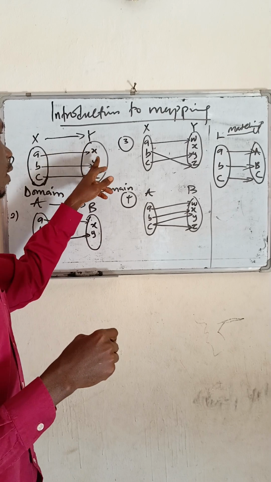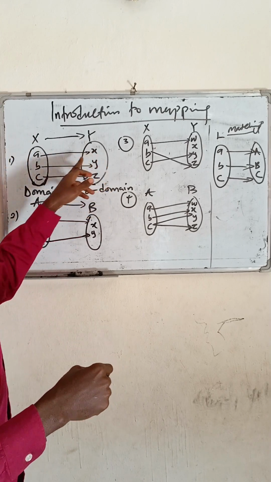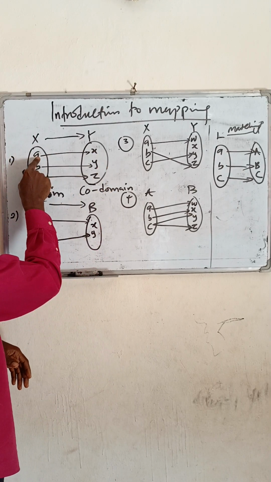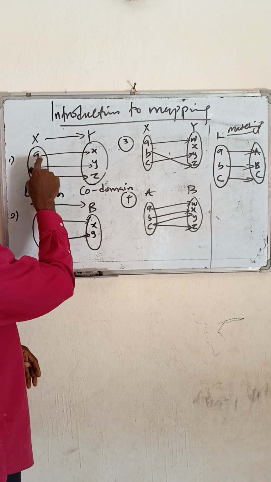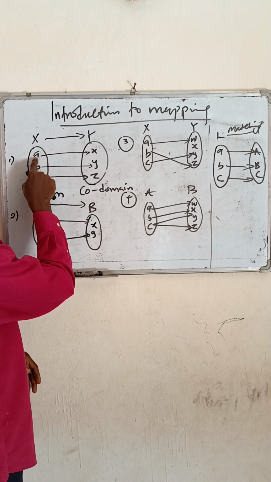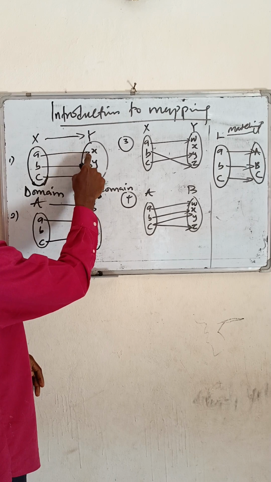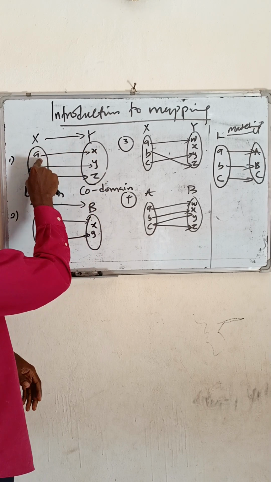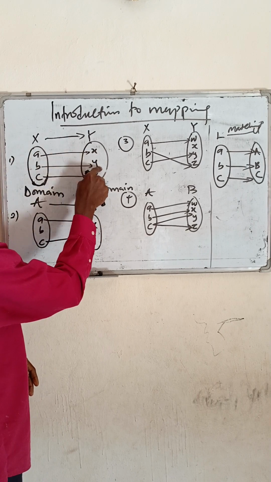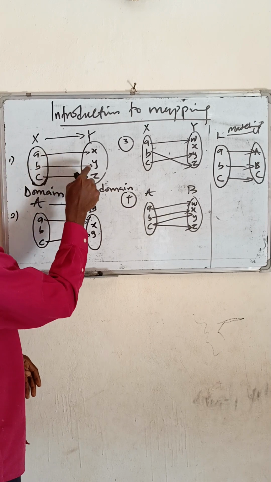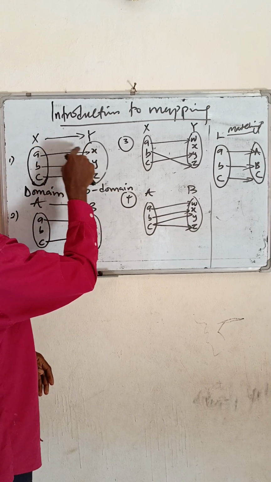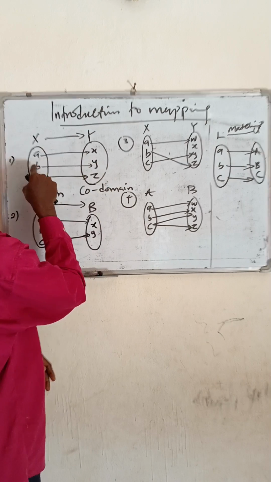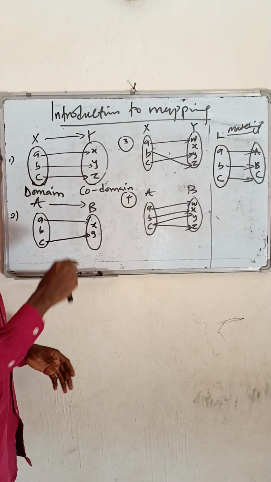Now, those elements you have in the codomain are called the image of each of them that is assigned to. Are you seeing it now? Like this is assigned to this. This is assigned to this. So this is called an image of this. This is assigned to this. This is called an image of this. This is assigned to this. This is called an image of this. So X is an image of A, Y is an image of B, Z is an image of this.